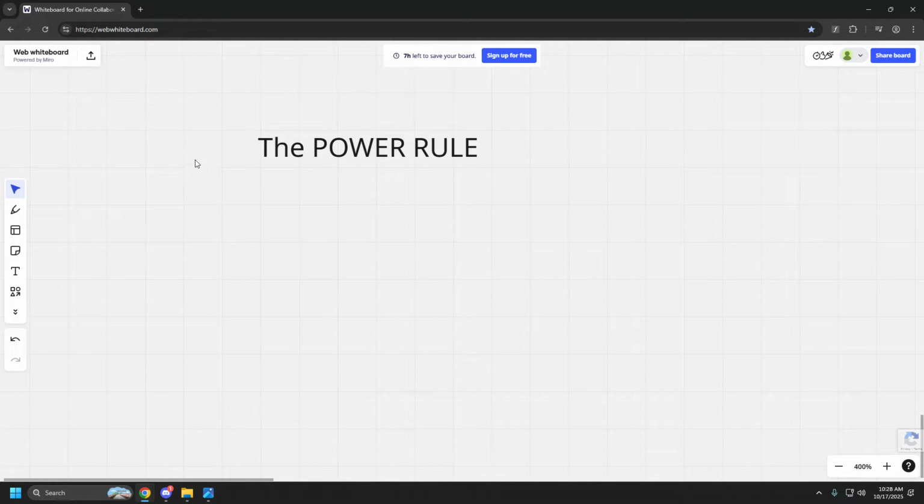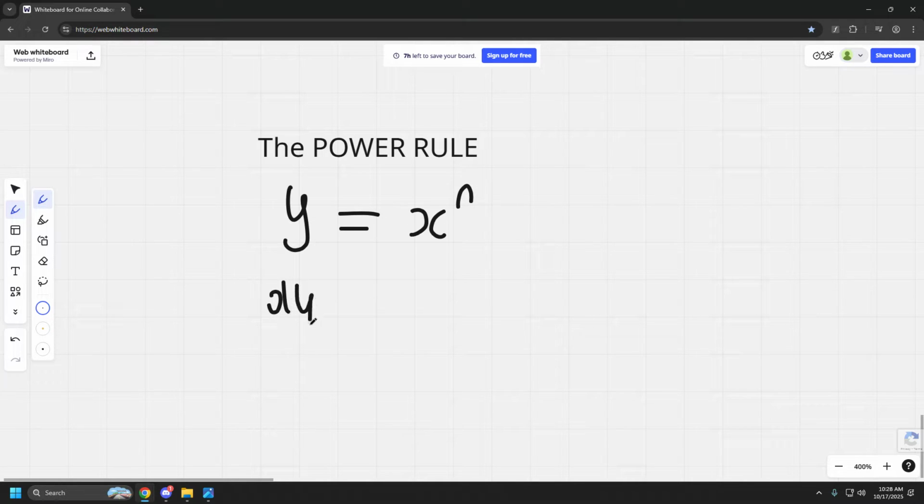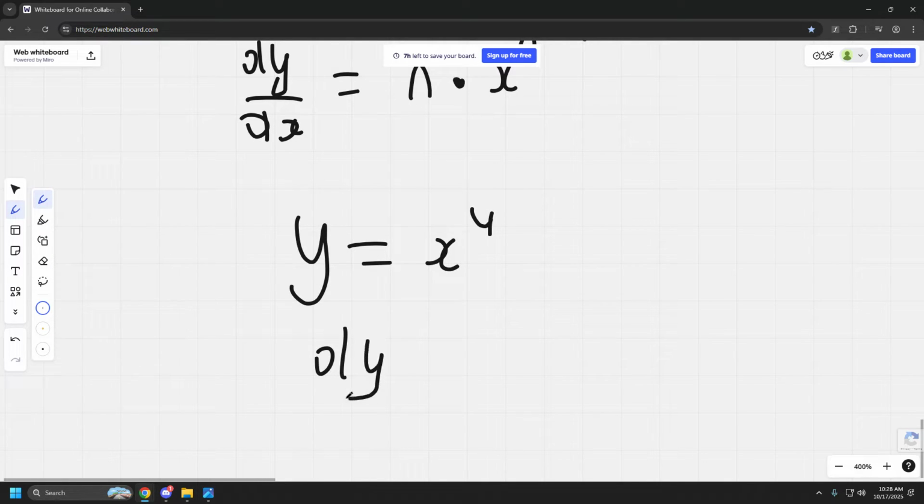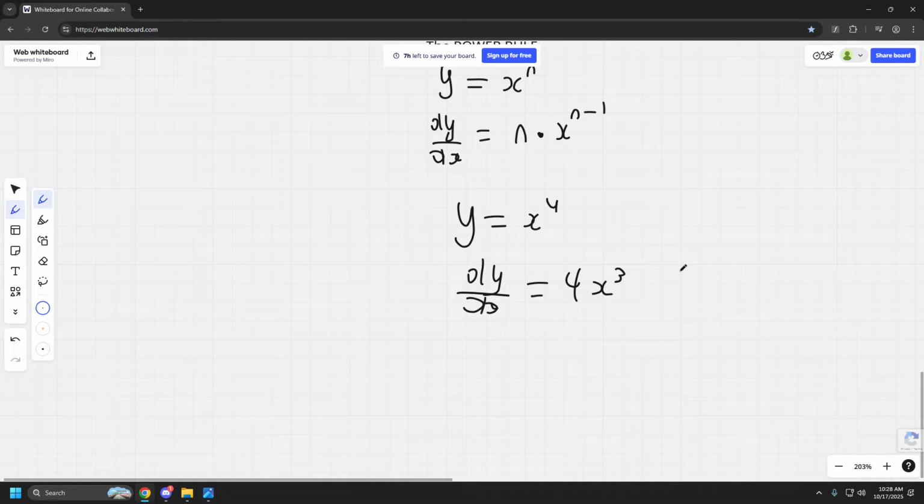The power rule is the easiest rule. The power rule says that if y is equal to x to the power of n, then dy/dx is equal to n times x to the power of n minus 1. Let's do an example right now. Say we're given y is equal to x to the power of 4, then dy/dx is equal to 4x to the power of 3. It's as easy as that.